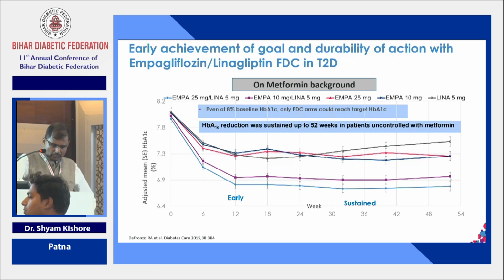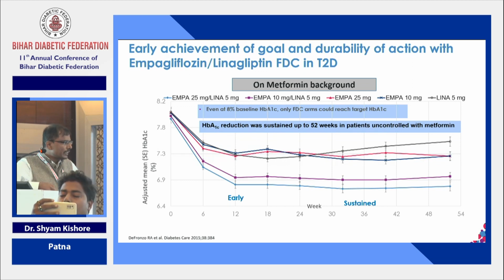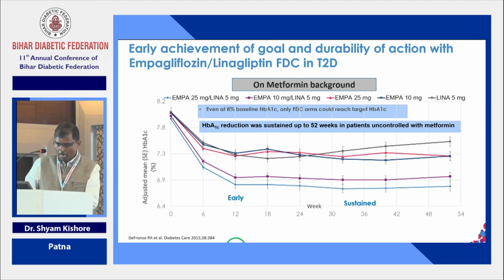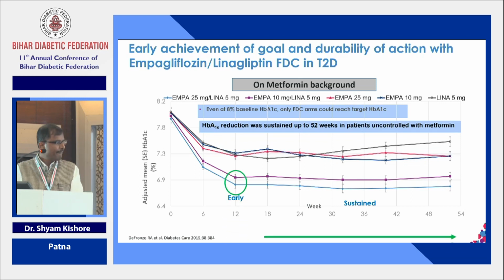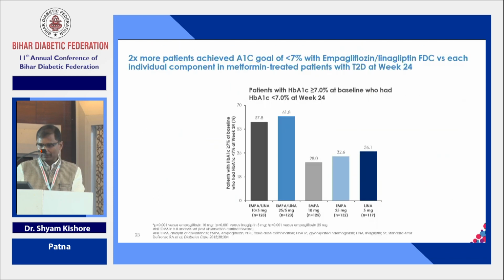Extrapolating the data from the same study, you can see the early achievement of good and durable control. Control started to appear with both the empagliflozin 10 and 25 plus linagliptin 5 combinations at 6 weeks, was well established at 12 weeks, and was sustained up to 54 weeks. These patients achieved an HbA1c of almost 6.9 or less than 7.